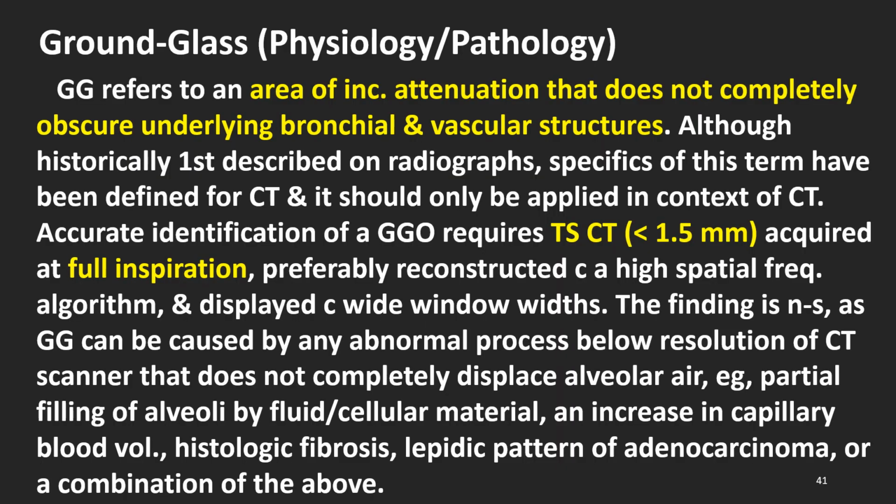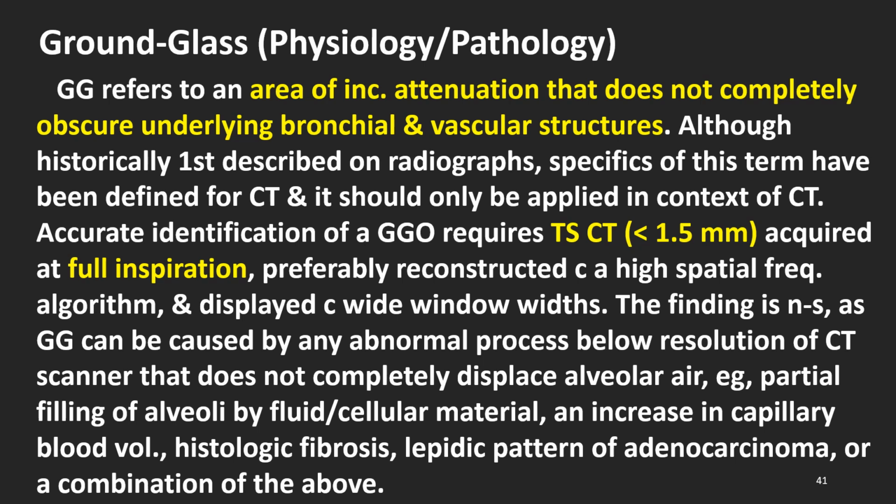Ground glass, physiology and pathology. Ground glass refers to an area of increased attenuation that does not completely obscure underlying bronchial and vascular structures. Although historically first described in radiographs, specifics of this term have been defined for CT, and it should only be applied in context of CT.